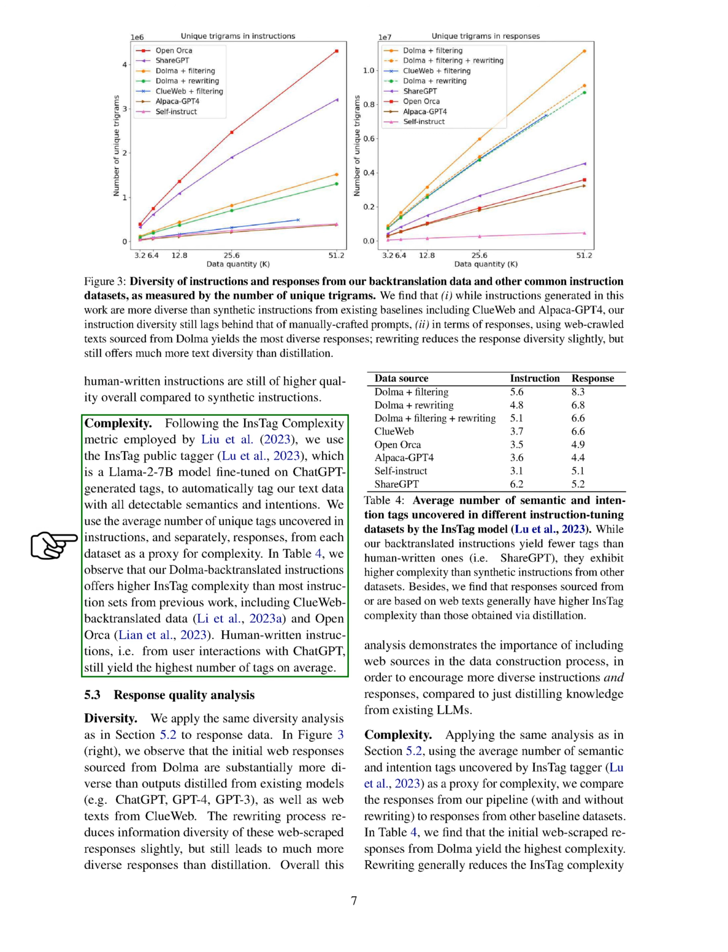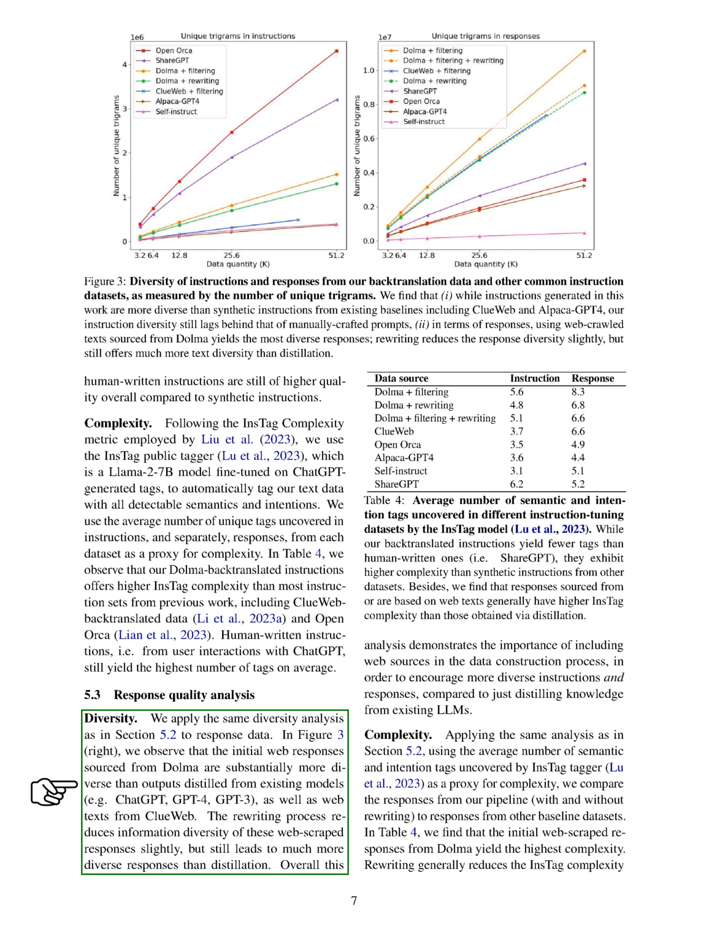For complexity, we utilize the InsTag complexity metric and the InsTag public tagger, which is a Llama 2 7B model fine-tuned on tags generated by ChatGPT. We measure the average number of unique tags found in instructions and responses from each dataset. Our Dolma back-translated instructions show higher complexity than most previous instruction sets, including those from ClueWeb and OpenOrca, while human-written instructions from ChatGPT interactions yield the highest average number of tags.